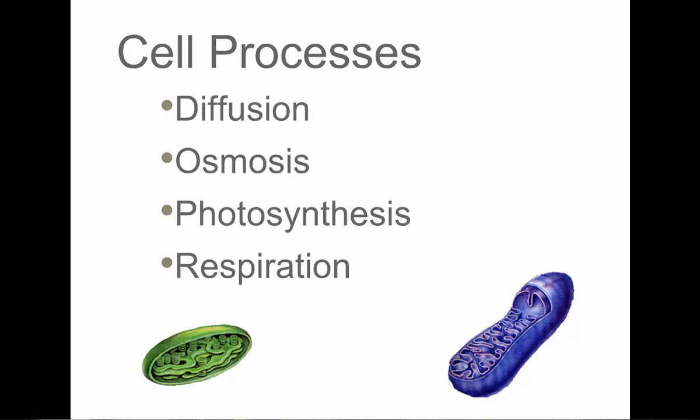So our last part of this unit is what we call cell processes, which means different things that happen within cells. There are four things mainly that we're going to be talking about: diffusion, osmosis, and then photosynthesis and respiration. Over today, tomorrow, and the beginning of next week, we'll talk about diffusion and osmosis. Then we'll be moving into respiration and photosynthesis after that.